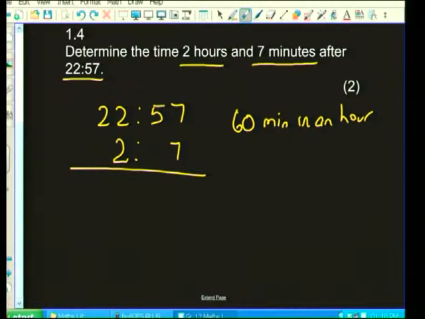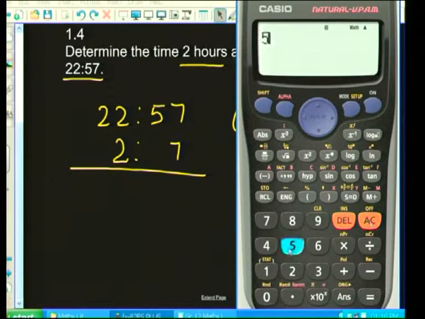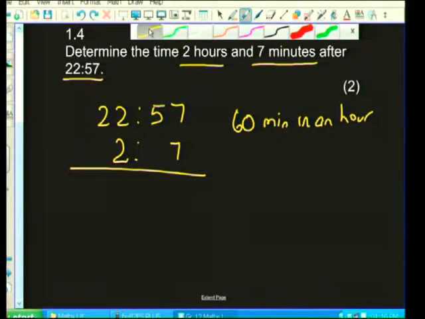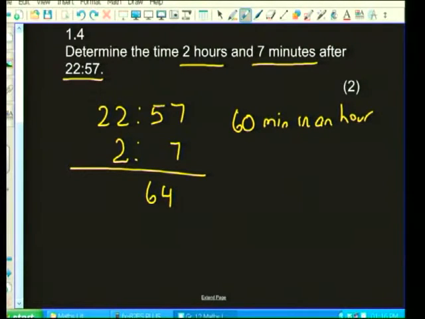So as soon as I go above 60, I need to move up the hours. So let's add this. In fact, I'm going to use my calculator to say 57 plus 7, and I get 64. But I can't have more than 60. So this 6, I'm actually going to delete from here, and I'm going to add it as an hour. So it's 4 minutes plus an extra hour. And now I've got 25:04. But now what happens with 25?